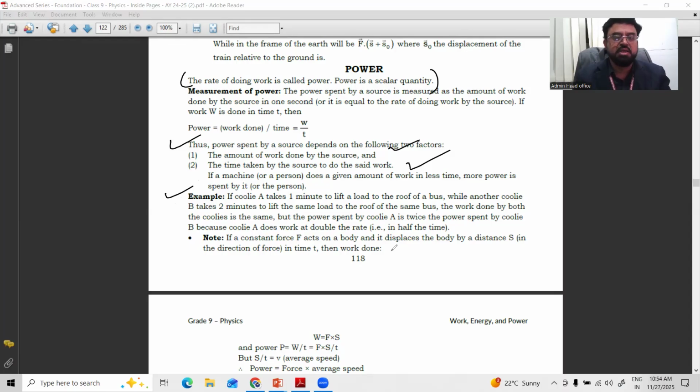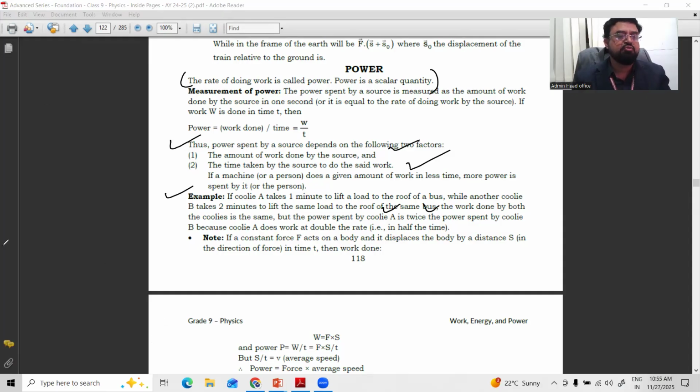Right? Suppose they have given an example here. If coolie A takes 1 minute to lift a load to the roof of the bus, while another coolie B takes 2 minutes to lift the same load to the roof of the bus, the work done by both coolies is the same, but the power spent by coolie A is twice that of coolie B, because coolie A does the work at double the rate, that is, in half the time. Same luggage is there, but one fellow keeps it on the roof of the bus in 1 minute, the second one in 2 minutes. So definitely you can say that the first person has more power because he did the work in half the time of the second one.